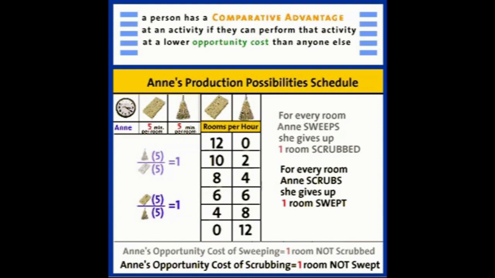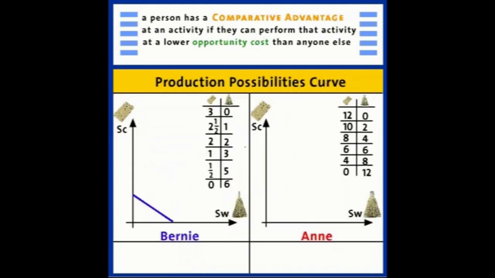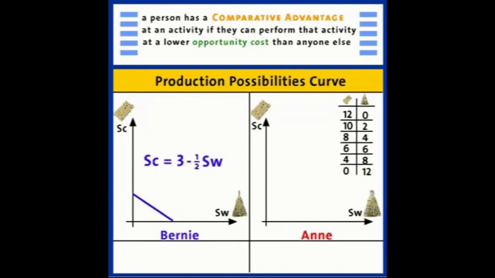Well, over here I've got Bernie's production possibilities frontier that we drew in the last set of lectures. And to remind us about Bernie's situation, we'll go ahead and put up his equation. Bernie's production possibility frontier is described by the following expression. The total number of rooms that Bernie can scrub is equal to 3, that is if he spends a whole hour scrubbing, minus 1/2 the opportunity cost times the number of rooms that he sweeps.